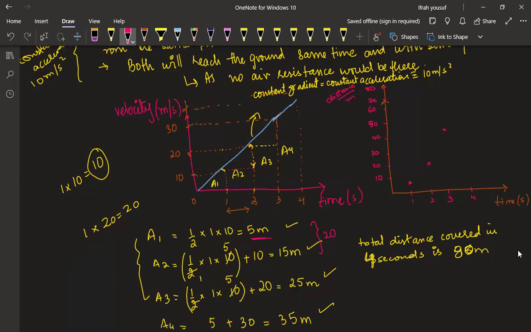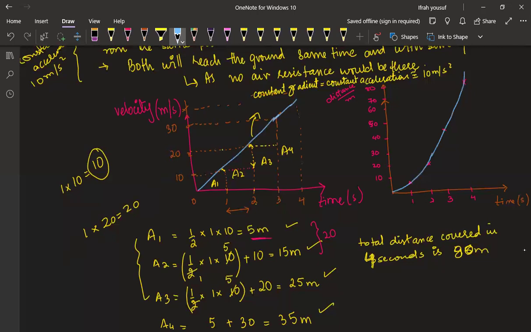Okay, so after 4 seconds, what should be the total distance? The total distance is going to be 80, and I'm going to plot it here, somewhere around. Okay. Now, do you think this is going to be a straight line or a curve? Curve. Yeah, curve. So I'm going to join all the points. Okay. So I have tried to make it perfect, but yes, we are getting the curve.